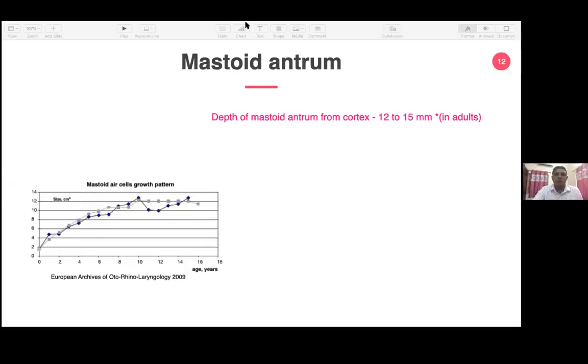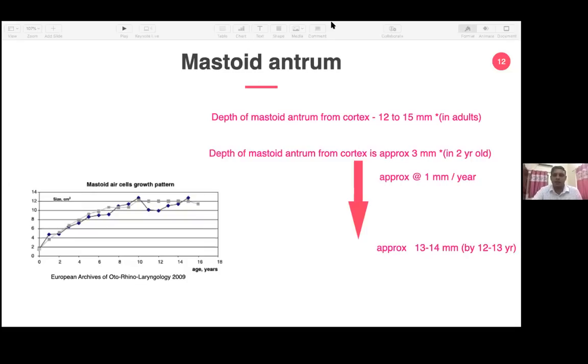Now, if you have to do a pediatric mastoidectomy, how to calculate? I'll tell you a very simple definition or a pattern with which you can go ahead. Now, the depth of the mastoid antrum from the cortex in a 2-year-old child is approximately 3 millimeters. By the age of 2 years, the child is very active. So he's going to do a lot of things, and his muscle, which is nothing but the sternocleidomastoid muscle, is put into action at its maximum.